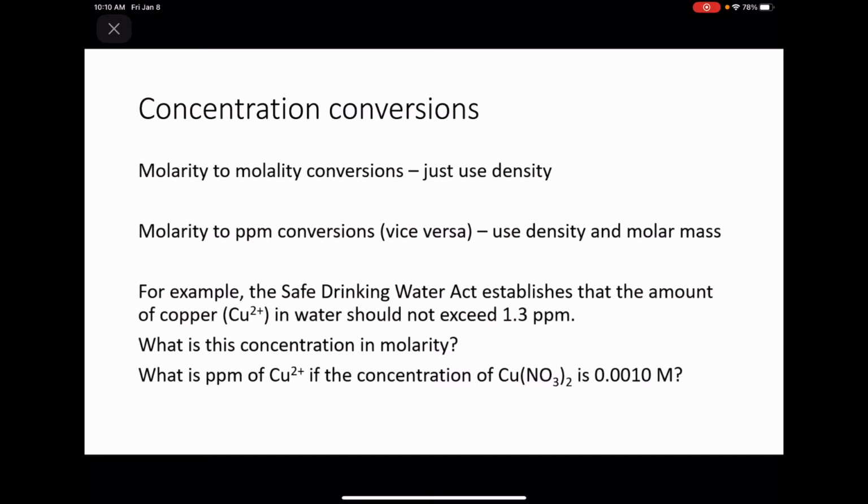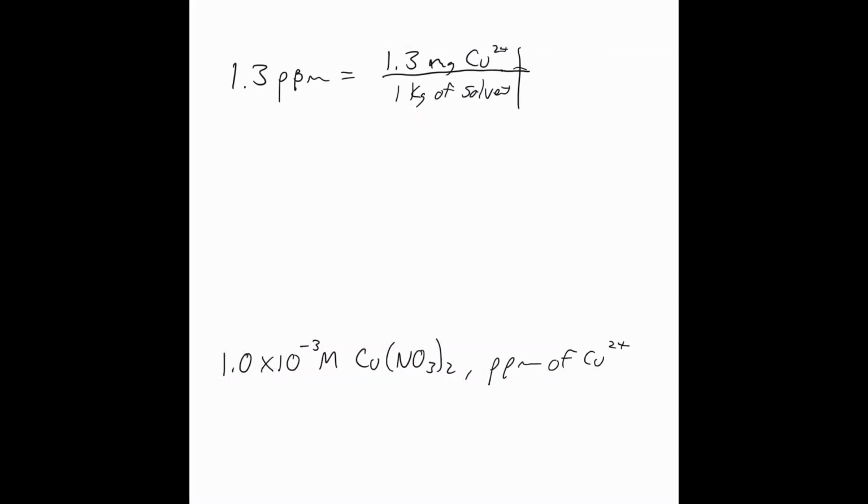So here we have our problem set up where we have 1.3 parts per million. I haven't put copper there, so that's 1.3 milligrams, it should be an M, of copper 2 plus over 1 kilogram of solvent, despite what I had on the previous slide. So what we need to do is convert that into, in the end, moles per liter. Our solvent is water, and so the density is 1.0 grams per milliliter, or more importantly, kilograms per liter.